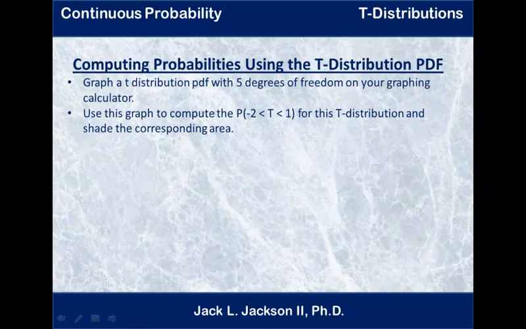Now, graph a t-distribution PDF with 5 degrees of freedom on your graphing calculator, and use this graph to compute the probability that the t-value is between -2 and 1, or in other words, the x-value on the t-distribution is between -2 and 1 for this particular t-distribution, and also shade the corresponding area.